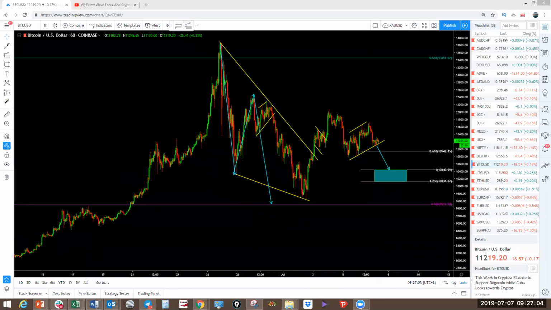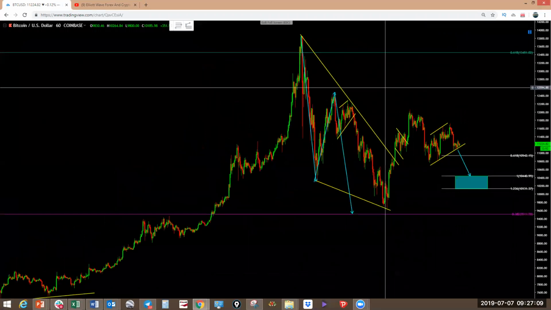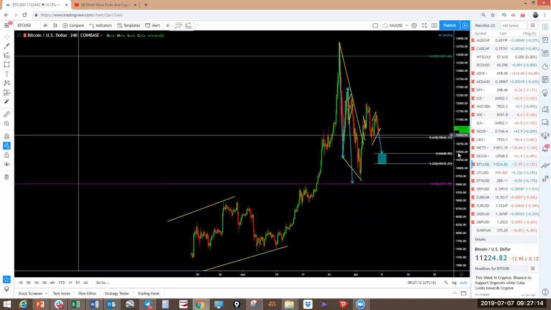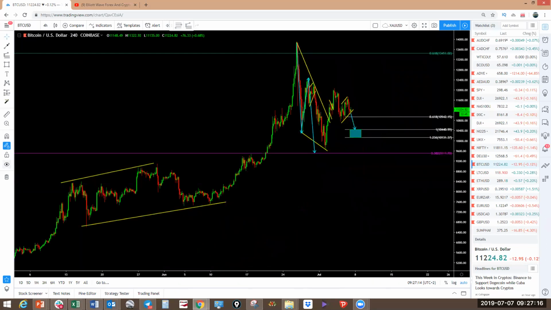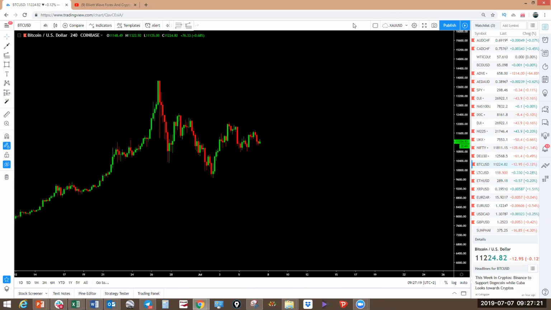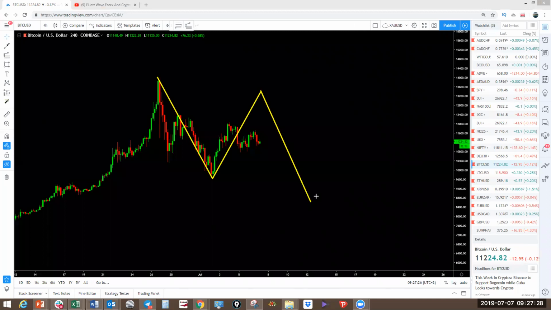Let me make full screen here, show you the expected structure. Maybe 4-hour first. Let's look at this in the 4-hour, show you the overall corrective structure that we're looking for here. Let's switch this off here. So what we will expect here is that you've got a three-wave move down, a three-wave move up, and a possible three-wave move down before the trend resumes to the upside. Remember we're on a trend now, before the trend resumes to the upside.